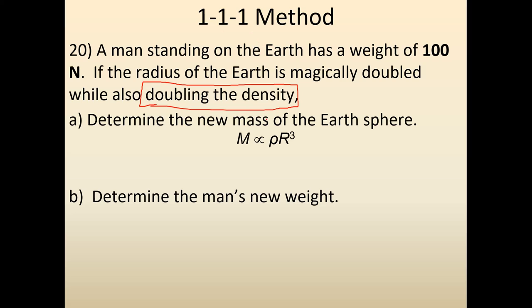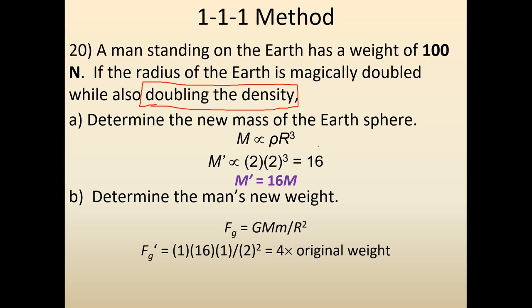So now I have m is proportional to rho r cubed. Plugging my numbers in, the density and the radius both double, and I'm getting that my new mass is going to be 16 times the original mass. With this, I can then find my new weight using pretty much the exact same method I did last time. Put 16 in for the mass and 2 for the radius. I get 4 times my original weight, so that means my new weight is going to be 400 newtons.